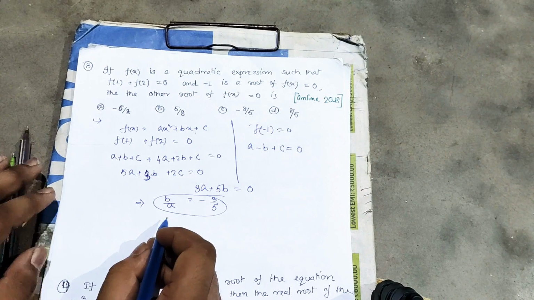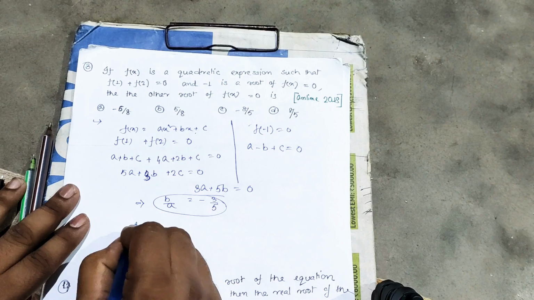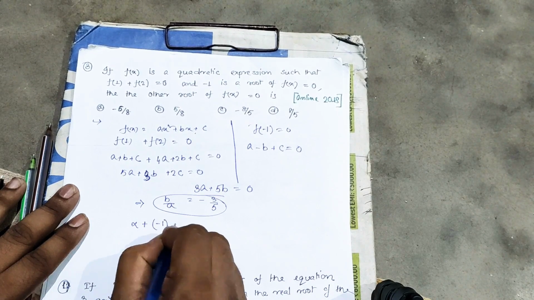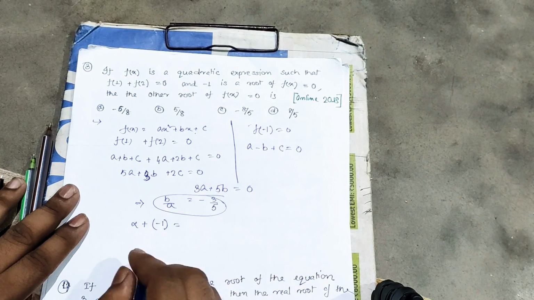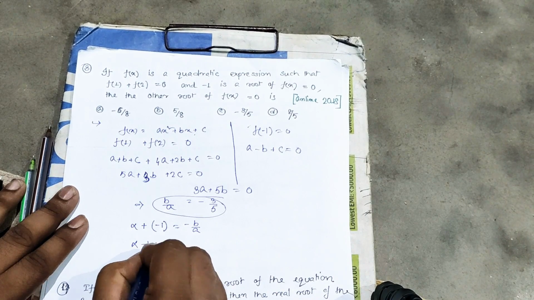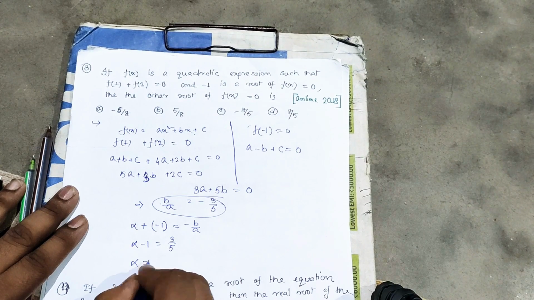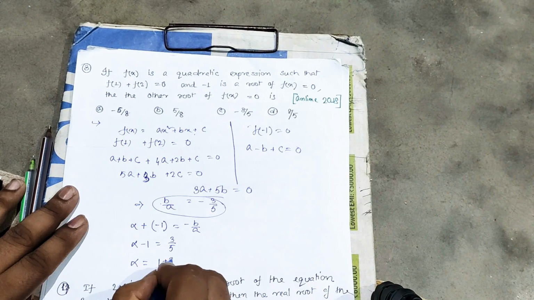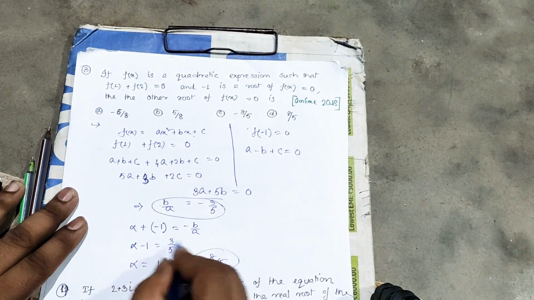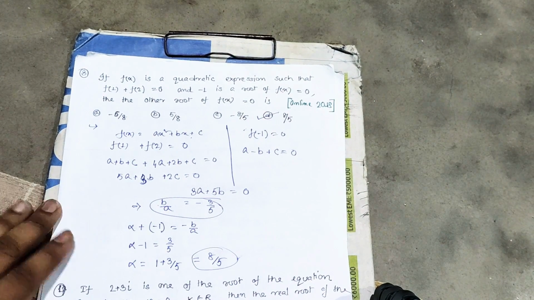Now if I assume another root to be alpha, then we can say that sum of roots, that means alpha plus minus 1 equals to minus times b by a. So alpha minus 1 equals to minus times b by a, that means 3 by 5. So alpha will be 1 plus 3 by 5, that means 8 by 5. So another root is 8 by 5 and the answer is D. So D is the correct option.